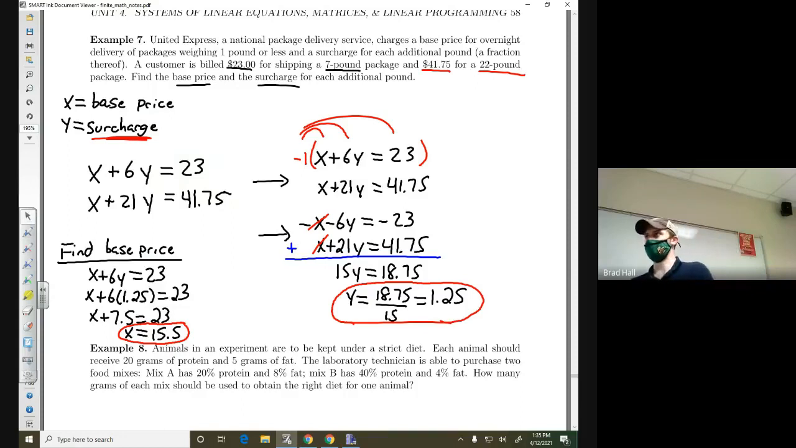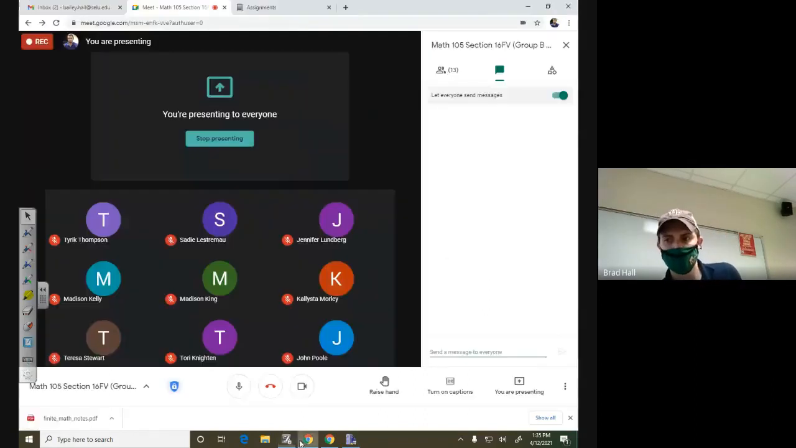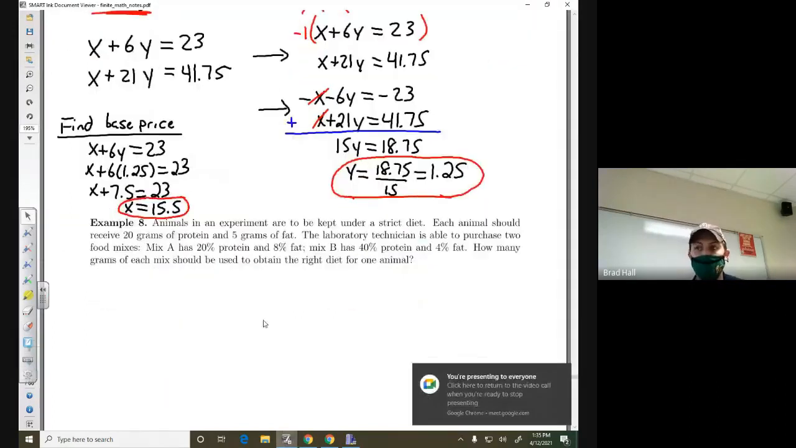You don't really need to write it as an ordered pair. I think they just ask you for what's the base price, what's the surcharge, and you would just put them in as separate blanks. Anyone have any questions about that one? Let's look at example 8.